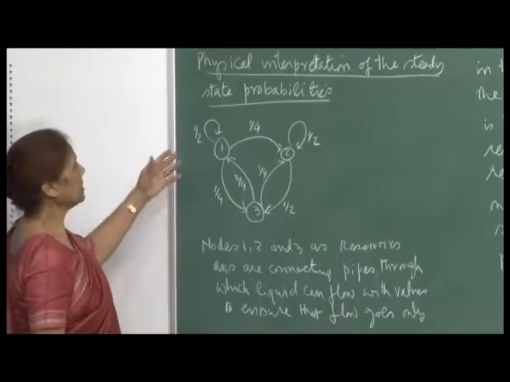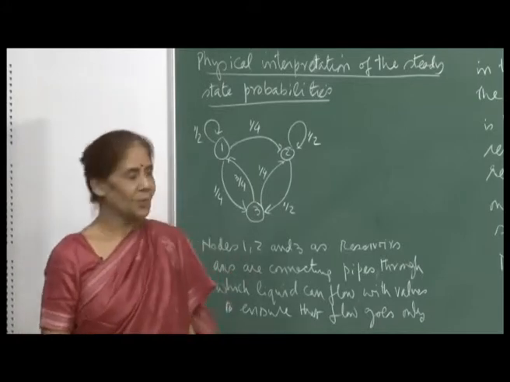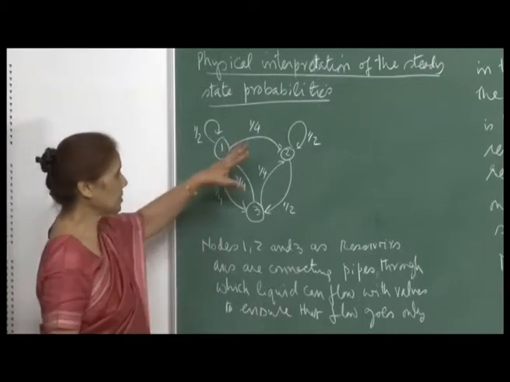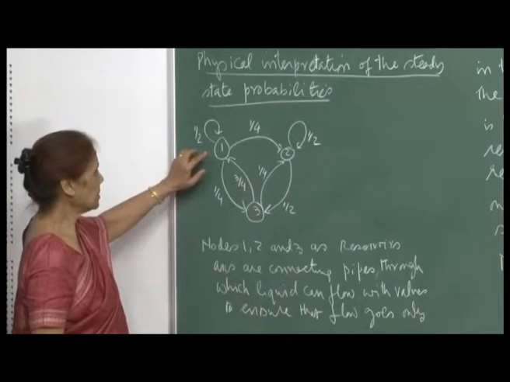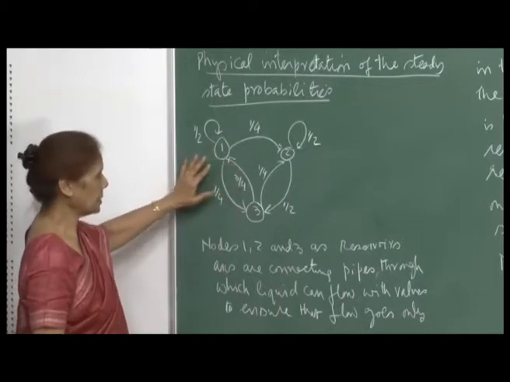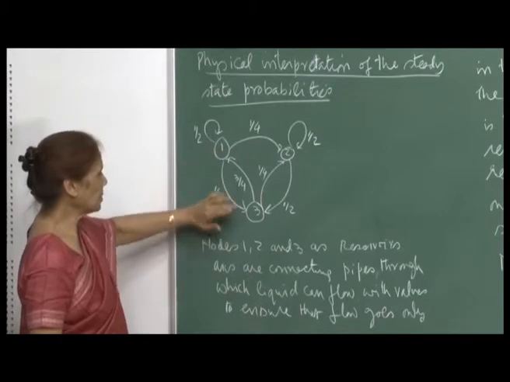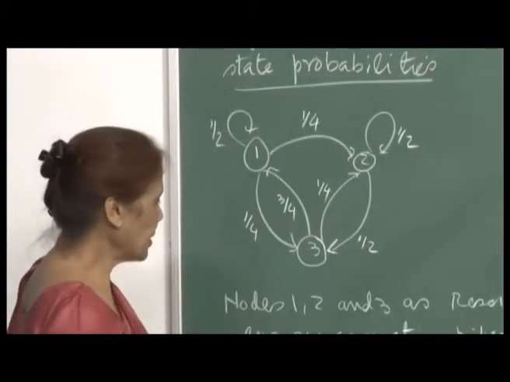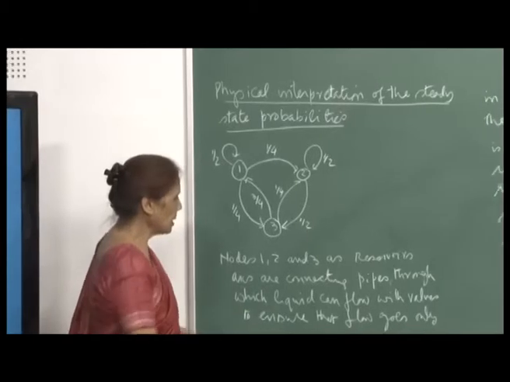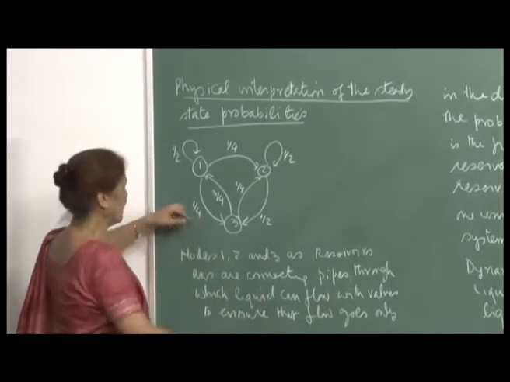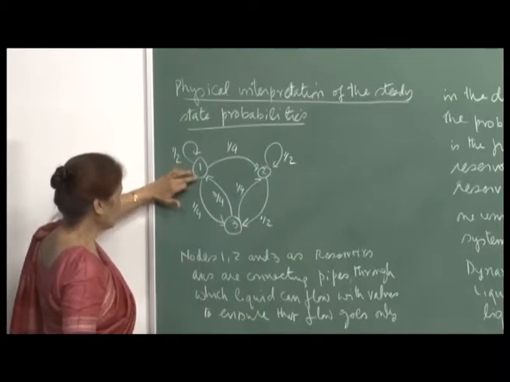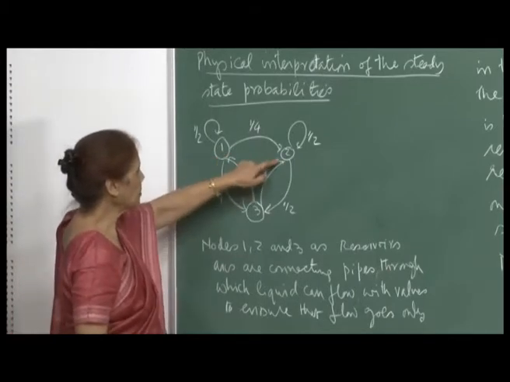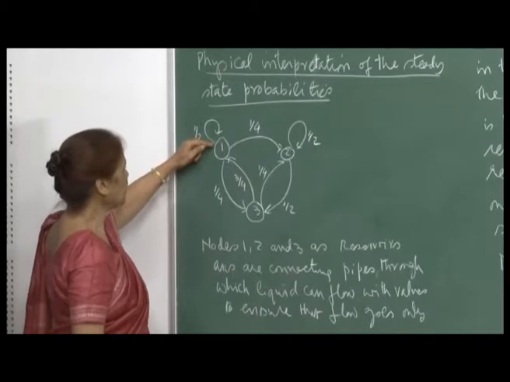So, I have taken this example again from Ravindran, Phillips and Solberg: an interesting physical interpretation of state probabilities. In the job assignment problem, you consider the 3 states as 3 reservoirs. So, node 1, node 2 and node 3 are reservoirs, and the arcs connecting the nodes are the pipes through which liquid can flow, with valves to ensure that flow goes in the direction of the arrows. For example, there will be a valve which will direct the flow from 1 to 3 only, and another valve which will direct the flow from 1 to 2, and then another one which will direct the flow from 1 to 1.